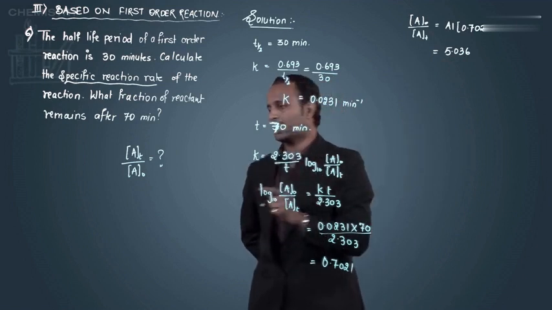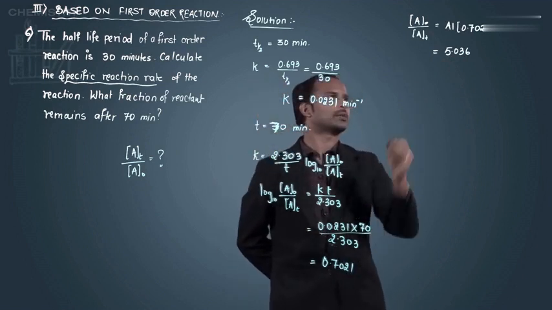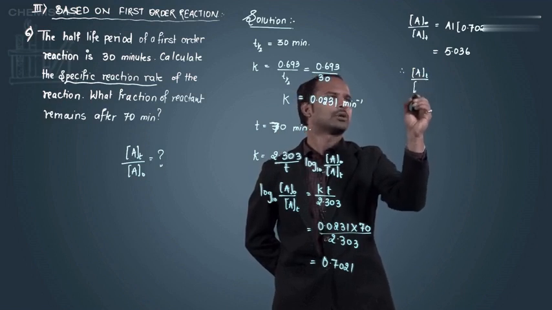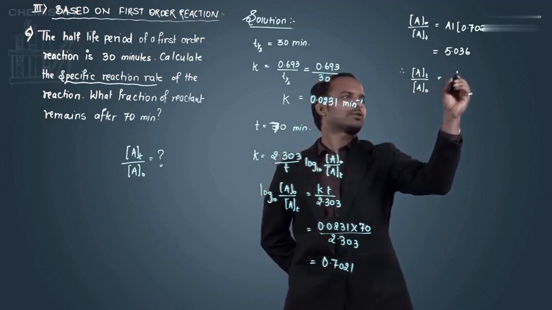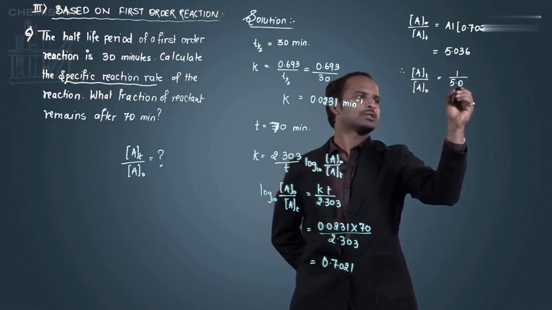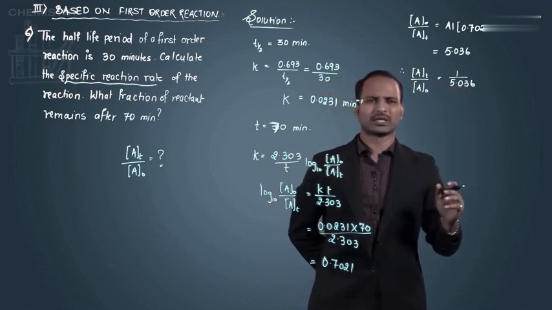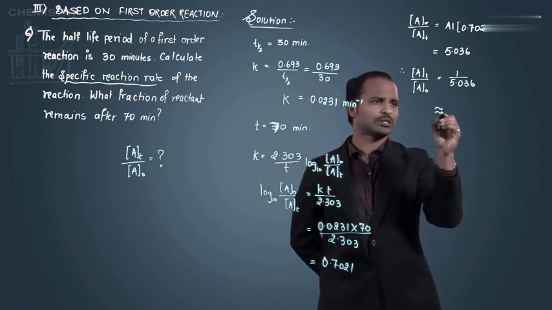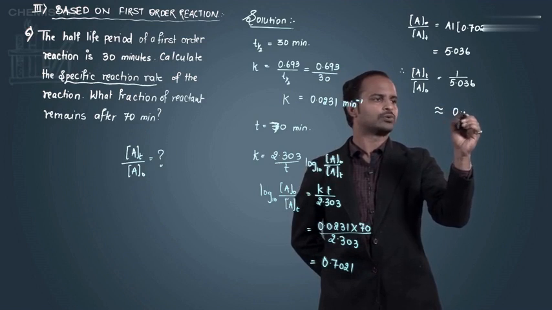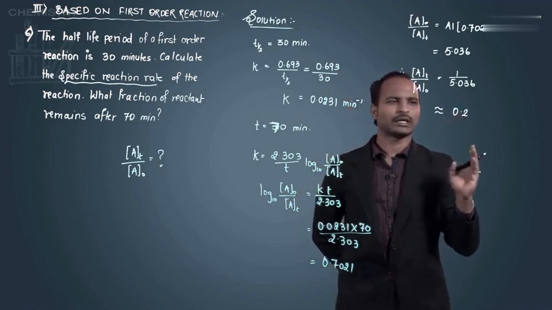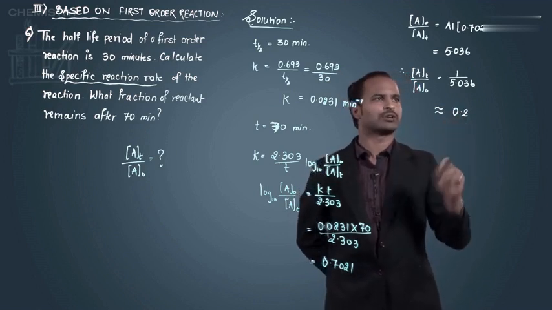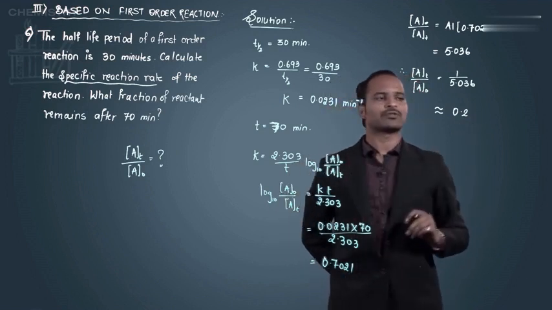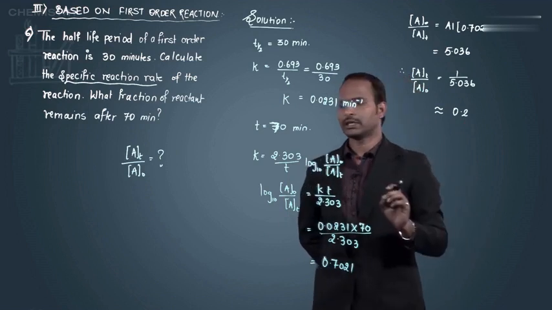But we have to calculate the fraction of reactant left, that is At upon A naught. So taking the reciprocal, At upon A naught will be equal to 1 upon 5.036. 1 upon 5 is 0.2, so 1 upon 5.036 is approximately equal to 0.2 only, slightly 0.198 or 0.199. So this is approximately equal to 0.2. This is the fraction of reactant left after 70 minutes.